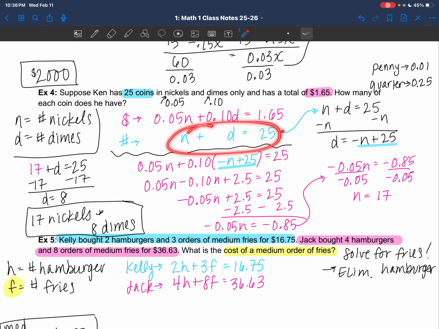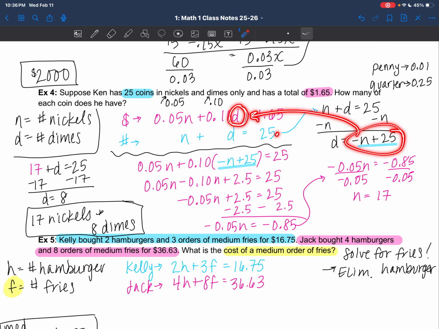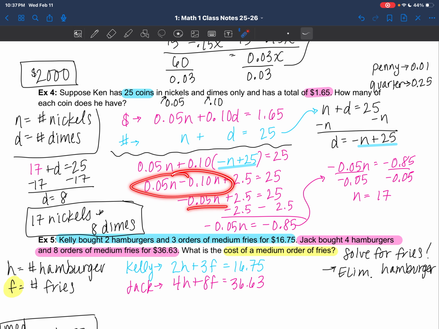So what I did is I took this equation and I'm just going to rewrite it to solve for D. So I'm going to subtract N, and I'm going to get dimes equal negative N plus 25. So now that I've rearranged this one, wherever I see dimes in this first equation, I'm going to plug that in instead. So I took my first equation and I rewrote it. But remember, parentheses, and then equals 25. So make sure you distribute. And now we're going to combine like terms. And then once we've combined like terms, we're going to move this to the other side by subtracting.